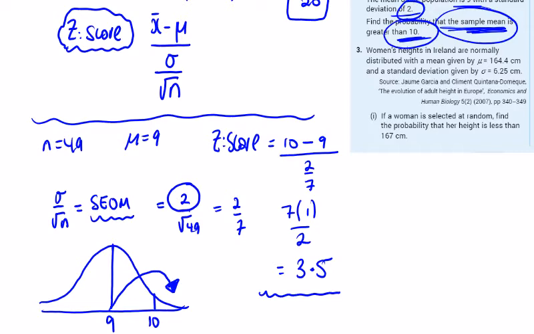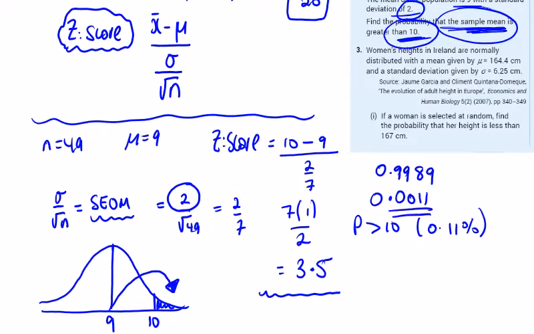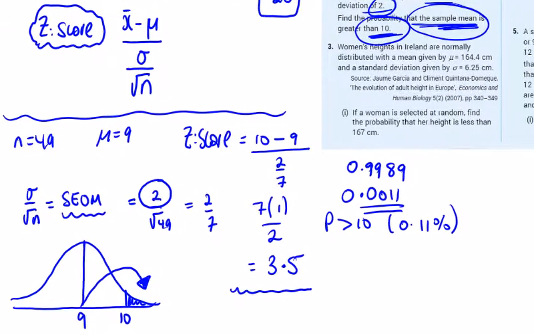So it's not as simple as just looking at 1 or 2 standard deviations away. A z-score of 3.5 gives me 0.9989, so 0.0011 is left in the tail. The probability of greater than 10 is 0.11% if you want to write it as a percentage, or you could just leave it as this. Just check what they're asking.